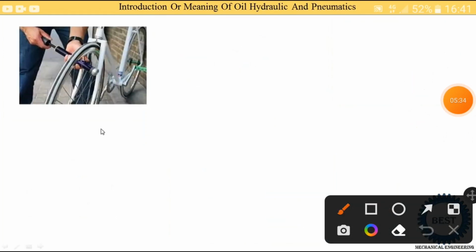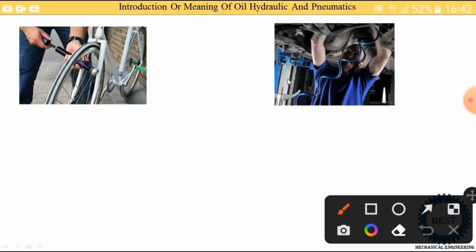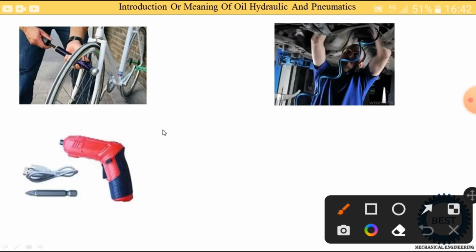We fill air inside the tires of vehicles, and for that we require a compressor. Here you see a very small manually operated compressor, which we generally call a pump, to fill the air. This is a screwdriver used in garages. It is an automatic screwdriver operated by using compressed air. That is also called a pneumatic system. So these images are pneumatic.